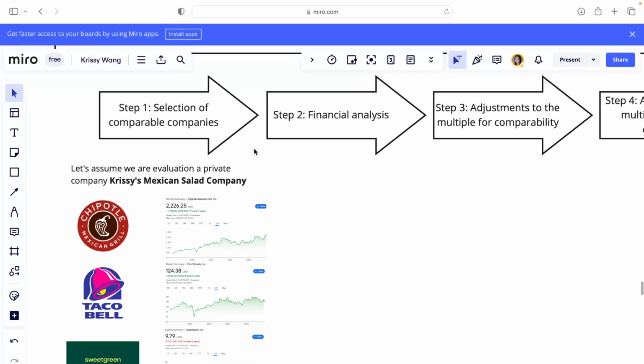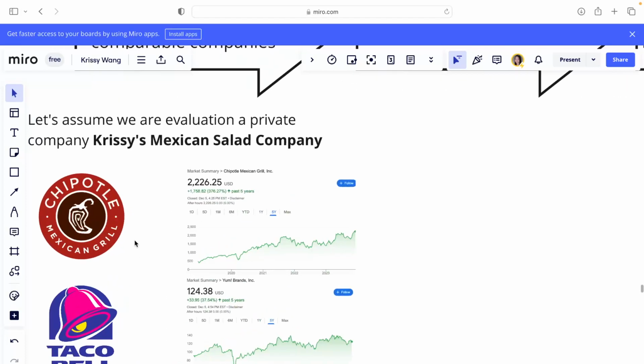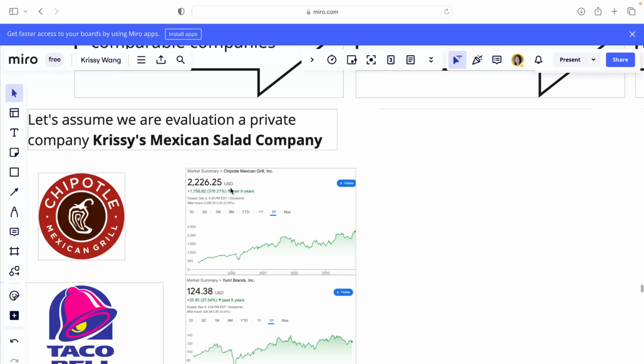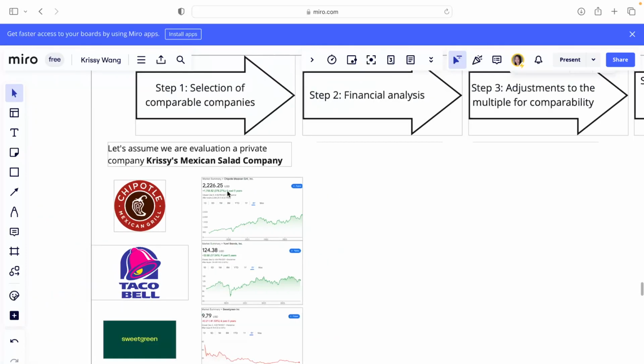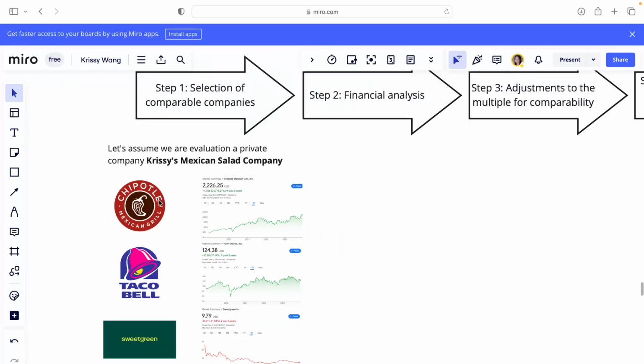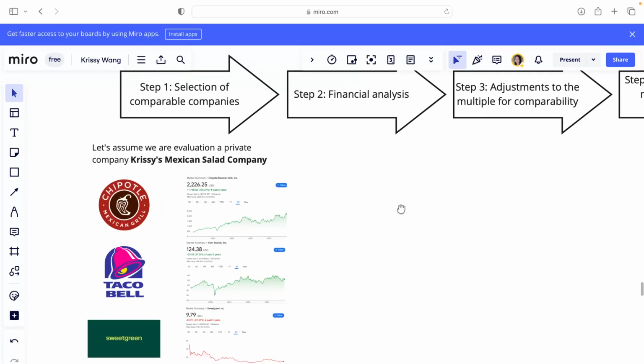So the first thing valuation analysts will do is put together a list of publicly traded companies that are similar to what I'm doing in my business. Because I'm a Mexican salad company, valuation analysts helped me pick Chipotle, Taco Bell, and Sweetgreen. I really like Chipotle because, just for the shock value, a lot of people didn't realize Chipotle is trading at a stock price of over $2,000. Okay, so I decided these are similar because they are chain companies focusing on salad and they're Mexican. Great, so I have my comparable companies.